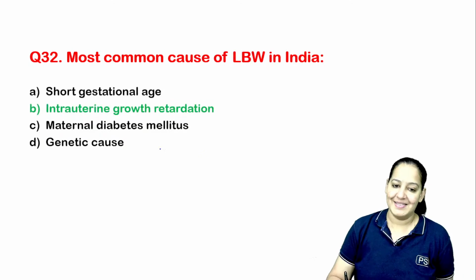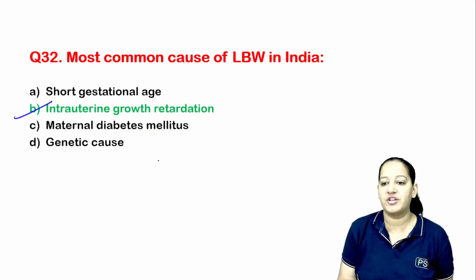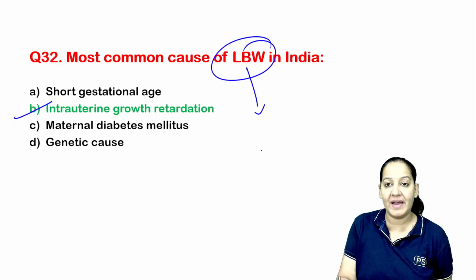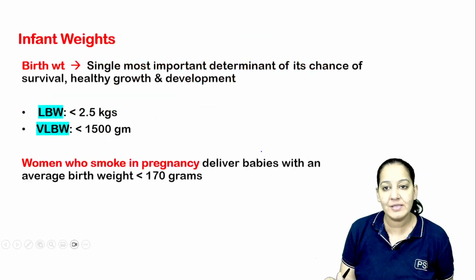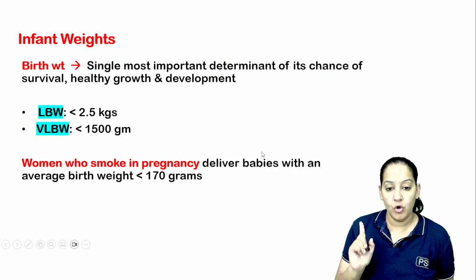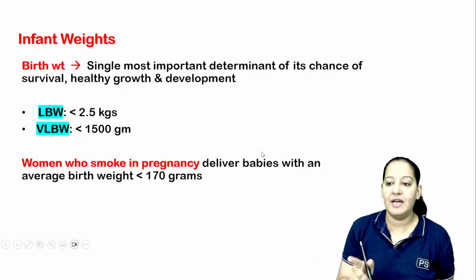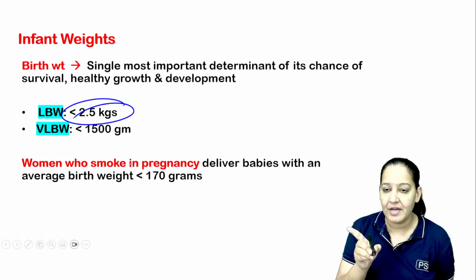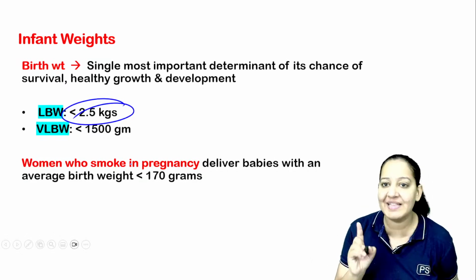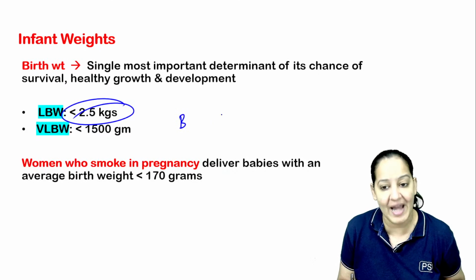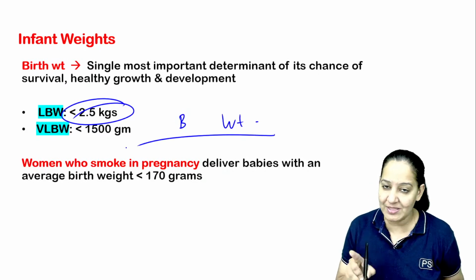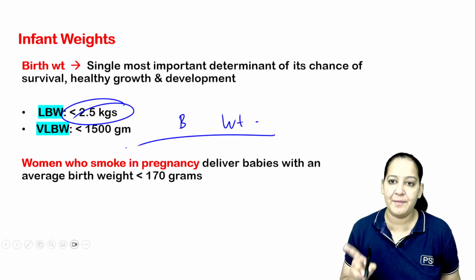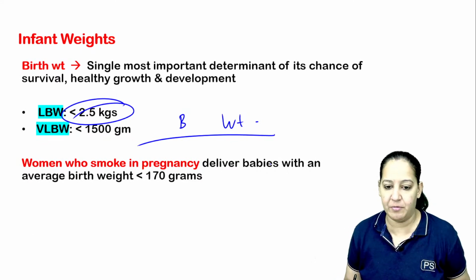Yes, the correct answer is intrauterine growth retardation. Let me tell you everything about LBW. Very important topic and a little bit difficult to understand. What is low birth weight? Any baby in India who is born less than 2.5 kg, the cutoff is 2.5 kg. What is the birth weight as soon as the baby is born? If the birth weight is less than 2.5 kg, that baby is known as an LBW baby, right?